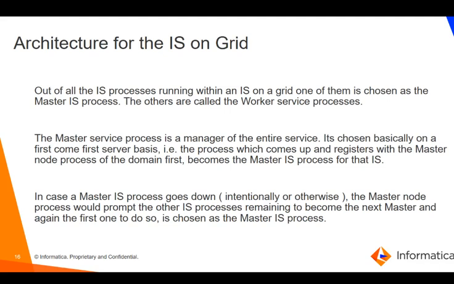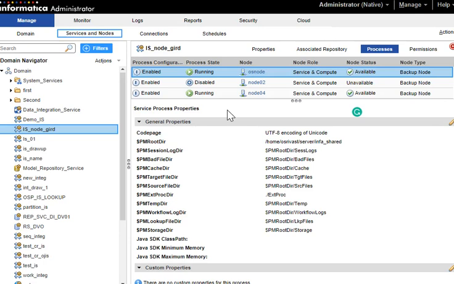So if that is not totally clear, what I mean is that when you enable the integration service, just like I did, and there were two integration service processes that came up, one of them had to become the master. Now that choice is not done by any algorithm, it is simply whichever integration service process comes up first and registers itself with the master gateway node of the domain will become the master integration service process for that integration service. Now, how to figure out which one is the master integration service process? So we can actually do that.